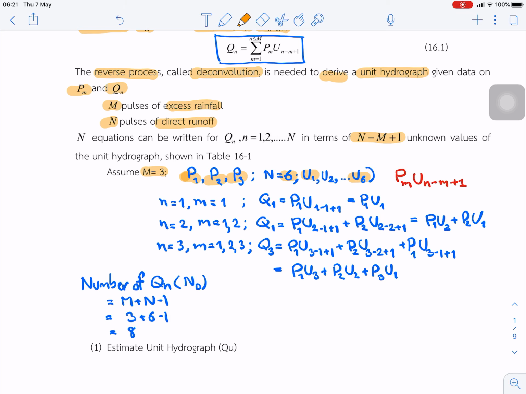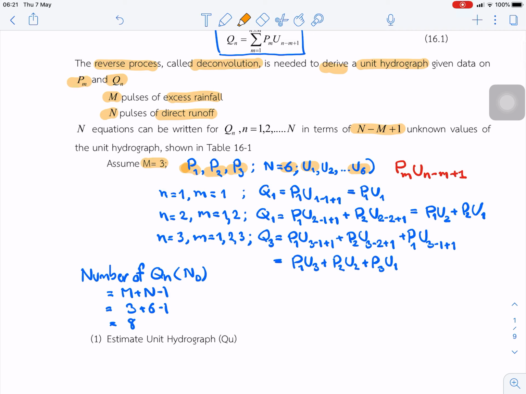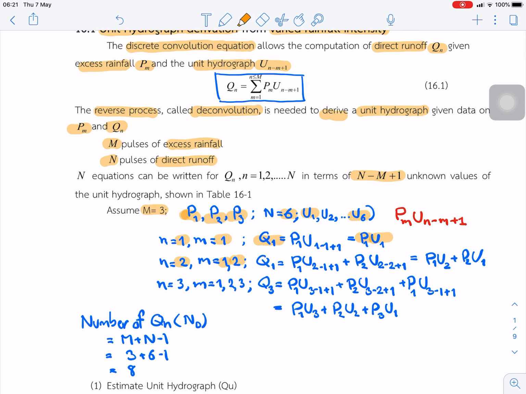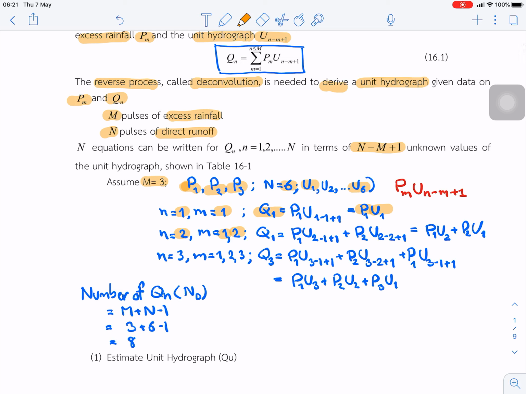From U and P, we can find the Q. For example, N equals 1, M is equal to 1. Then we get the first series, Q1 equals P1 U(1-1+1), which gives P1 U1. If N is 2, M is 1 and 2, because in the equation N is always less than or equal to M. So we get Q2 equal to P1 U(2-1+1) plus P2 U(2-2+1). Remember that this is for M, and this is for N.